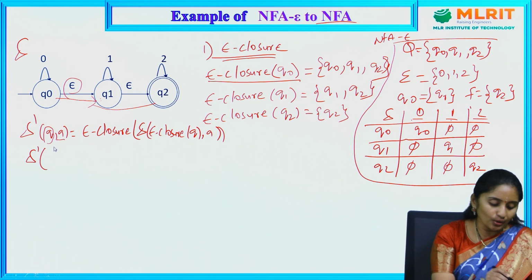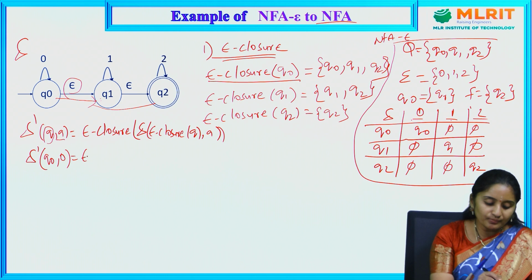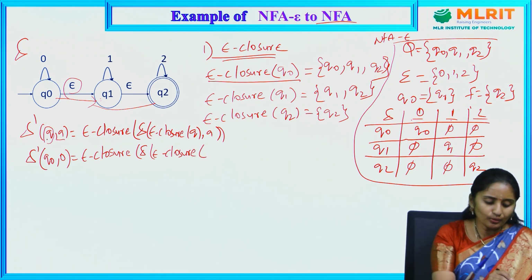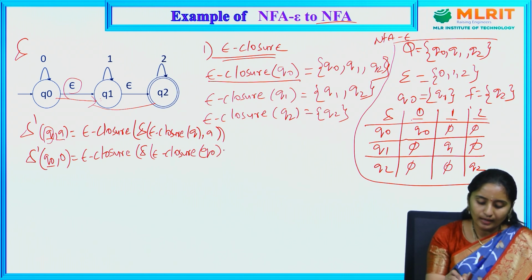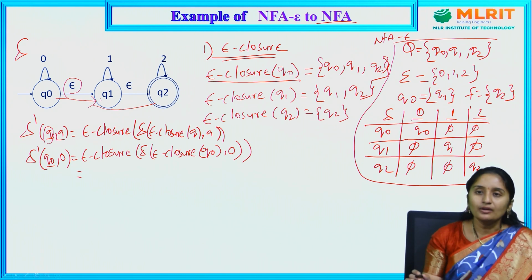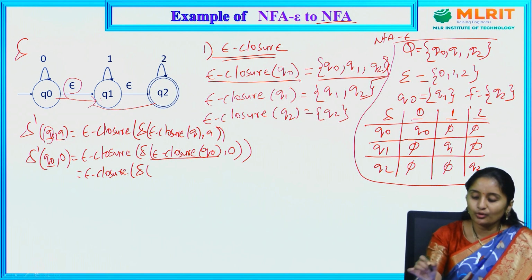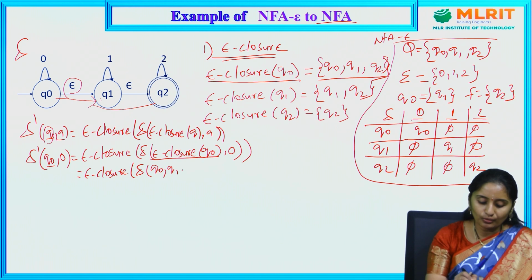So delta dash of, what is the first one I am taking? Q0. Q0 on 0 input. Epsilon closure, the same syntax I am writing here. Epsilon closure of delta of epsilon closure of Q0, comma, input is 0. So what is happening? Epsilon closure of delta of, what is the epsilon closure of Q0? I got Q0, Q1, Q2. Q0, Q1, Q2 on 0 input.